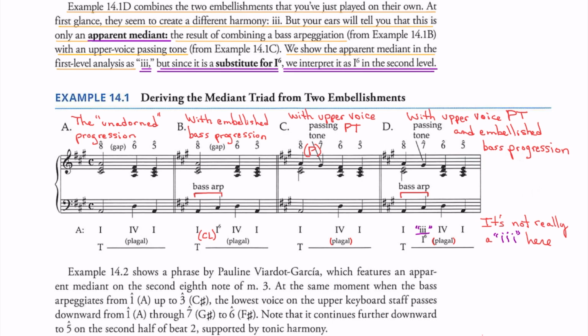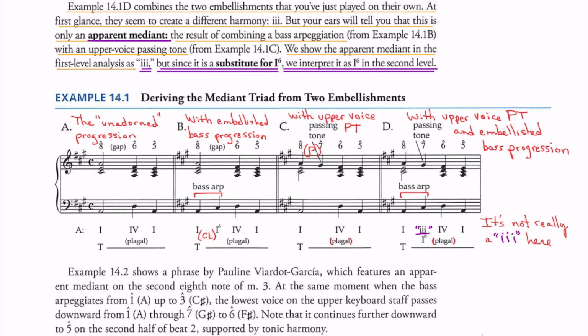C is now going to change things up a little bit and just throw a passing tone in the upper voice. We're still leaping from 1 to 4. Now what if we combine the principles of letter B where we did the bass arpeggiation and letter C where we did the passing tone in the upper voice? If you do both of those things, then you get letter D. Technically speaking, when you do both of these things with the melodic motion in the top and the chordal leap in the bottom, the 3 chord now appears on beat 2. But does it really?